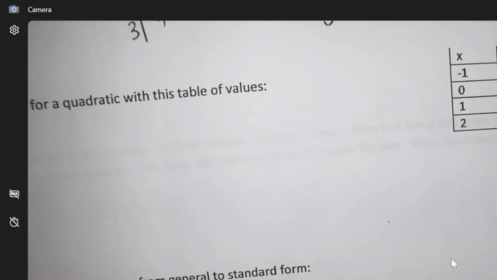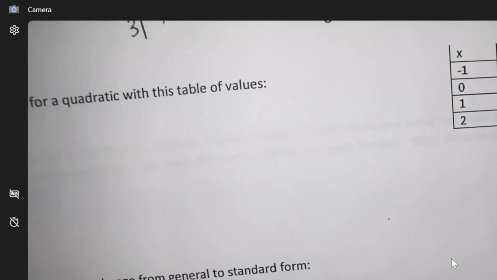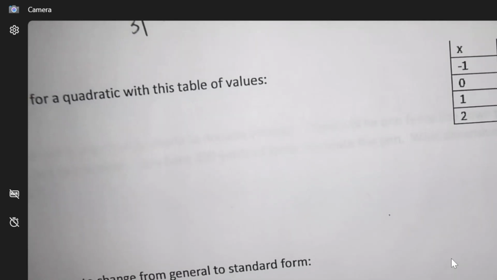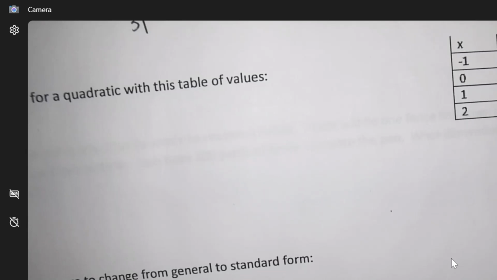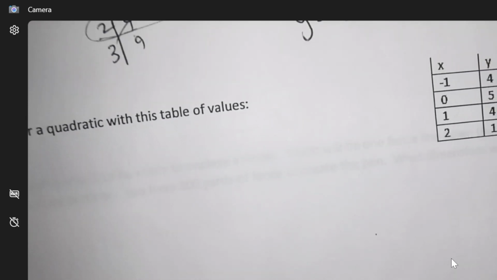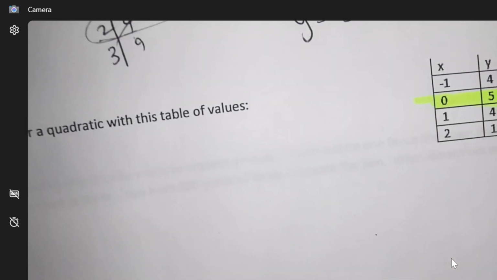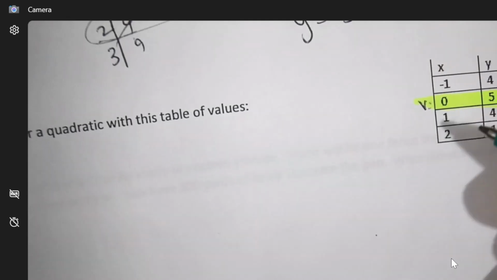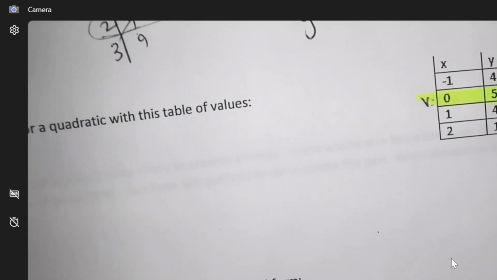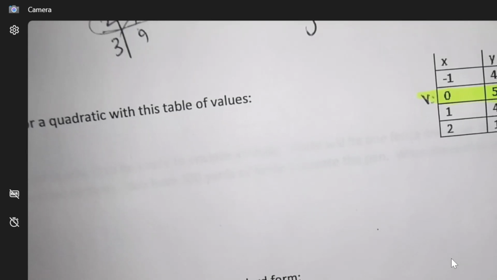Okay, so given a chart, you have to identify partners. So that would be a symmetric partner. If I kept going on my chart, there would be another symmetric partner to the next one. Therefore, that's my vertex. Okay, let's check out what we did.